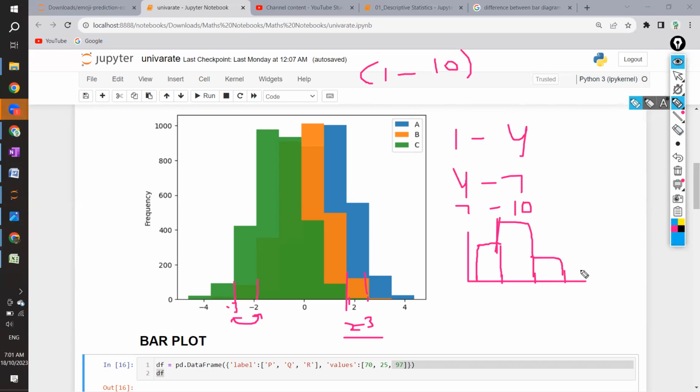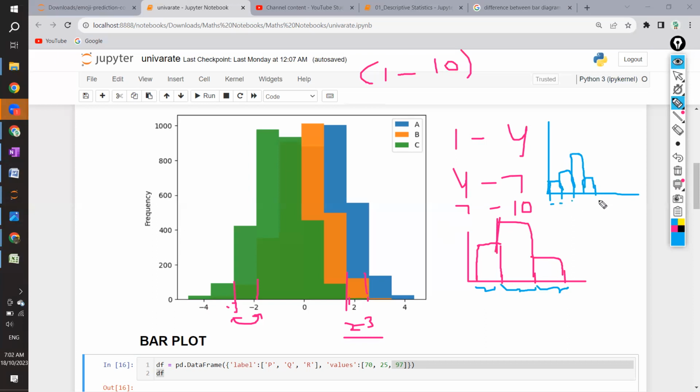These widths are a bit longer. But if you consider smaller bins, the width will decrease, right? 1 to 2, 2 to 3. If you take one value for each bin, 1 to 2, 2 to 3, 3 to 4, 4 to 5, what happens? It is becoming a smaller width, right?